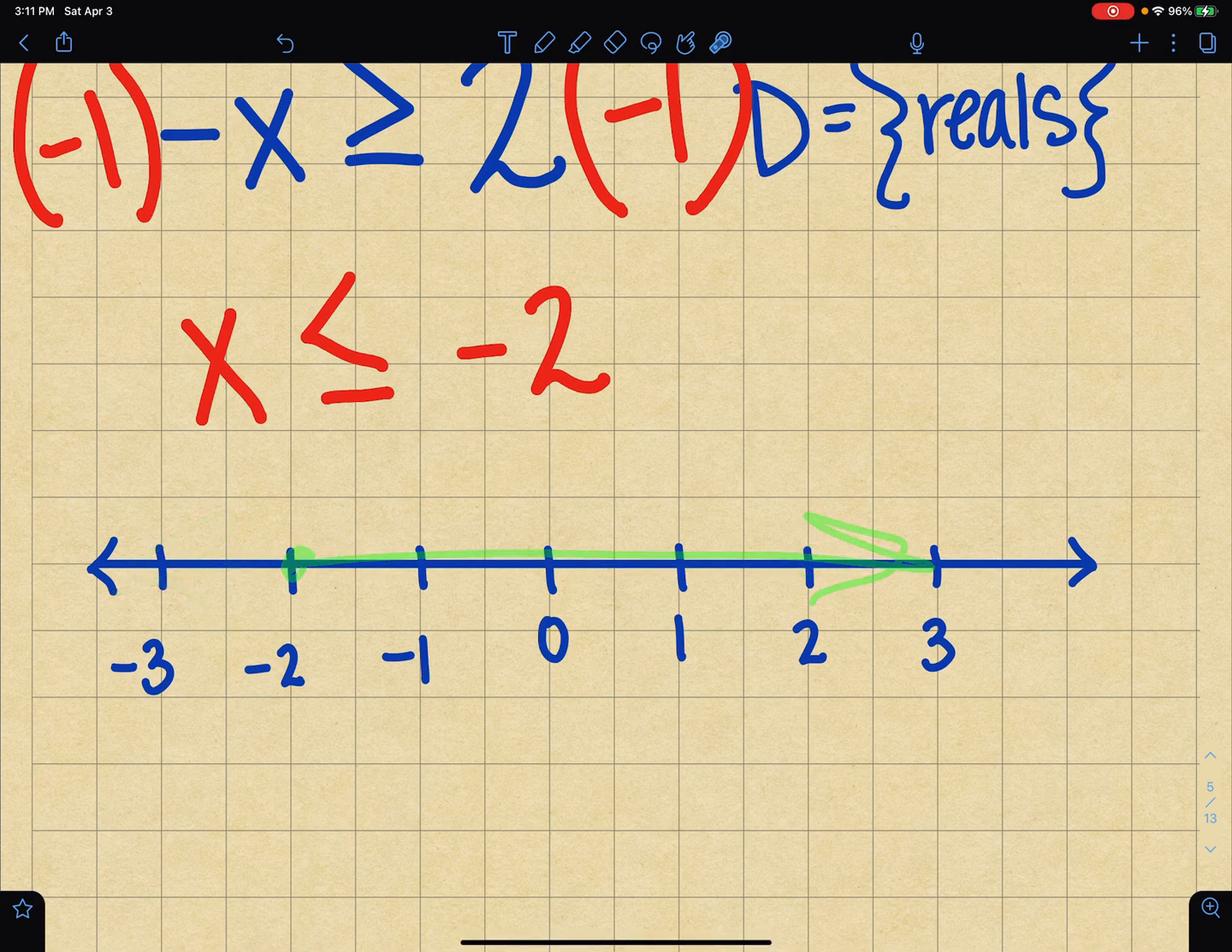And it's so confusing. So if you know how to just multiply by -1, isolate the x, and then graph that, you're going to be way ahead of the game. So how do we graph it? X is less than or equal to -2.